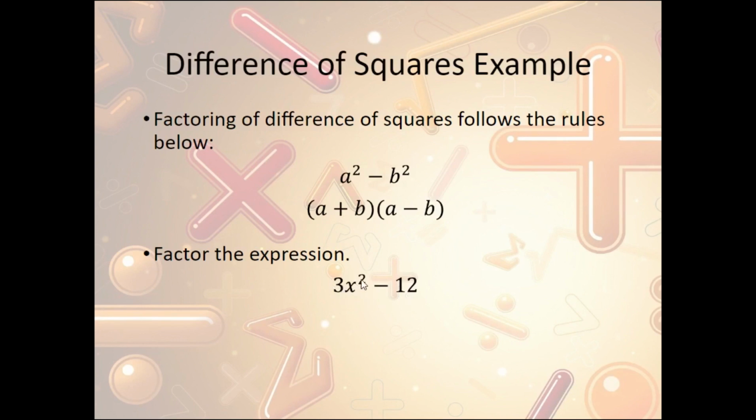So 3x squared divided by 3 is just x squared, and negative 12 divided by 3 is negative 4. Well, now we have this 3 here. Now we have a difference of squares inside the parentheses, so we can factor that. So this is really x squared and 2 squared. So this would be x plus 2 times x minus 2. So this becomes 3 times x plus 2 times x minus 2.